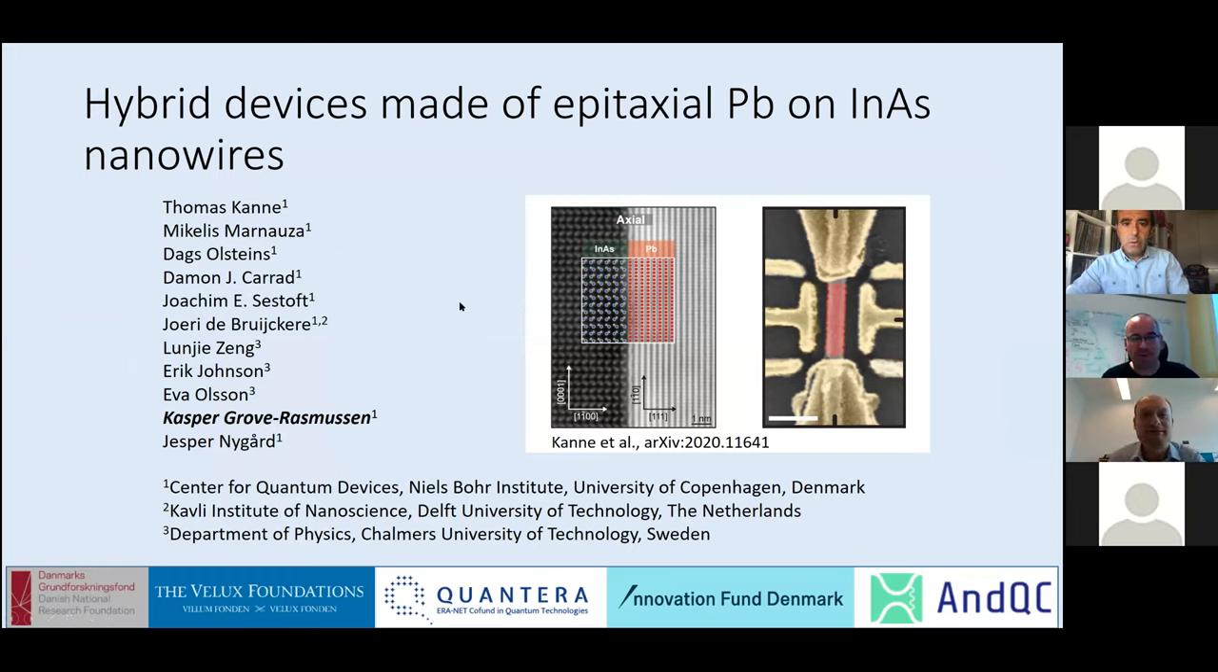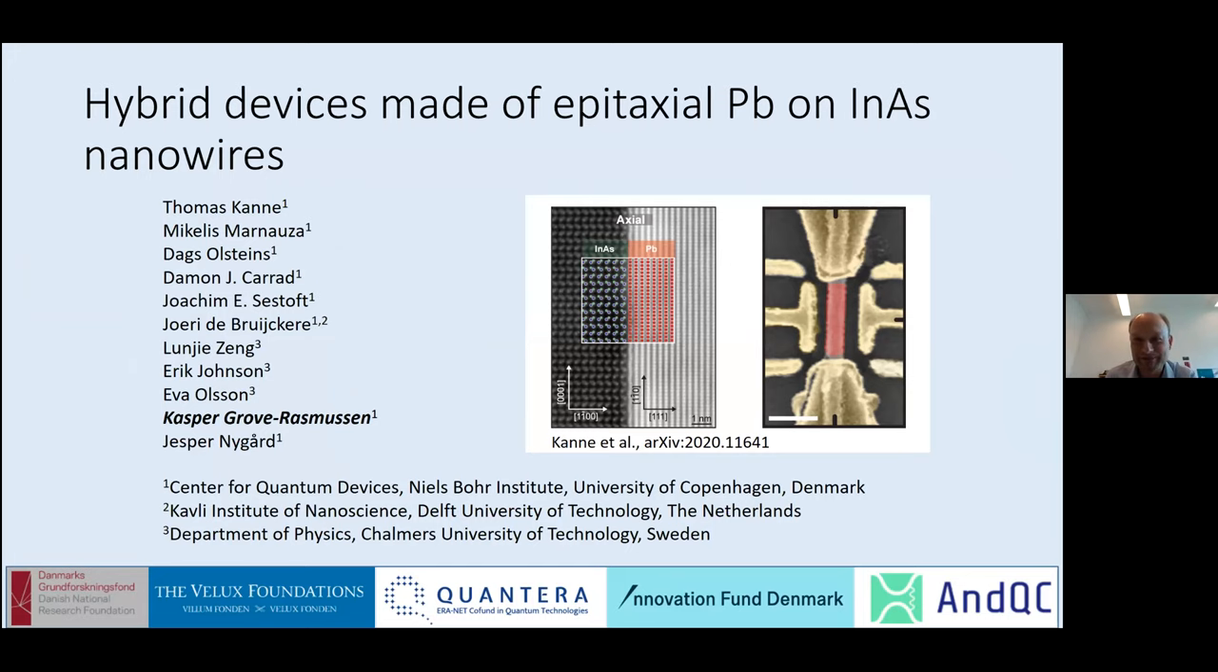Okay. All right. So thanks a lot to the organizers for allowing me to present some of our recent work on hybrid devices, as Attila said, where we try to combine lead on indium arsenide. And as you can see here from these two figures, the structure actually turns out to be very, very nice with this epitaxial interface. And what I will present is some of the very initial measurements on different types of devices. And the work has been done with several people.